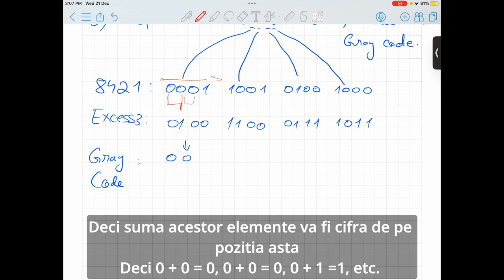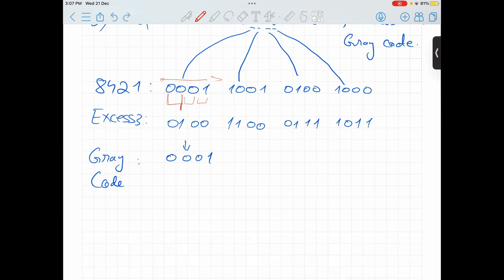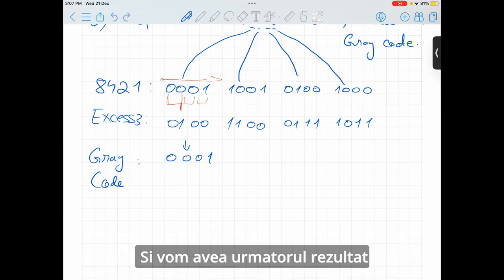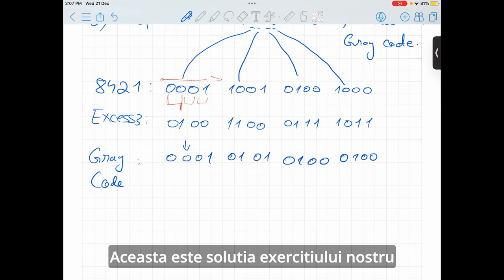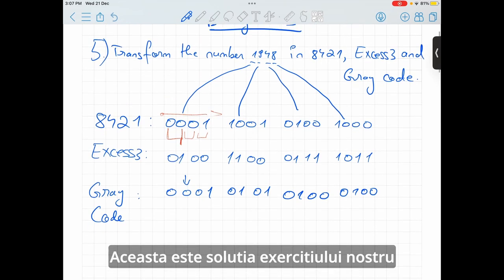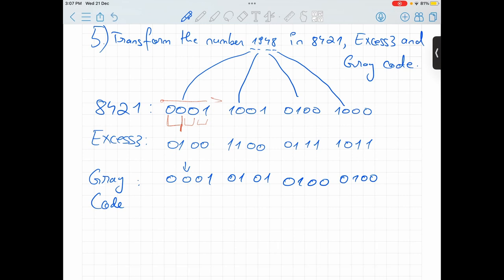Then 0 plus 0, 0. Then 0 plus 1, 1. We will do the same also for all the other components, and we will have the following result. So this will be the solution for our exercise.